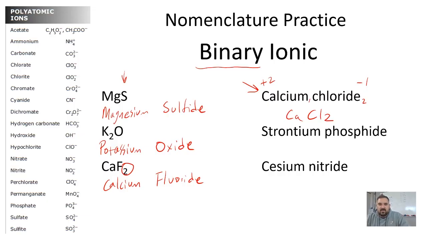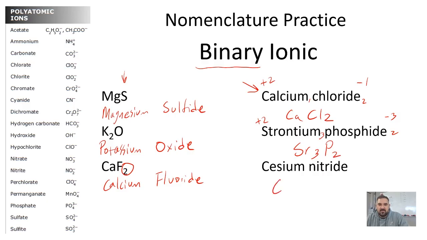All right, next one is going to be strontium phosphide. So strontium is going to be Sr, and then phosphide is going to be P, that's just phosphorus. So strontium has a charge of +2, and then phosphorus has a charge of -3. So this is the best place to crisscross. So the 3 goes here, the 2 goes here. So Sr3P2.